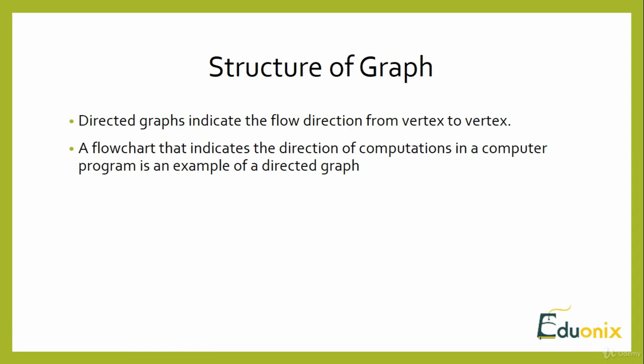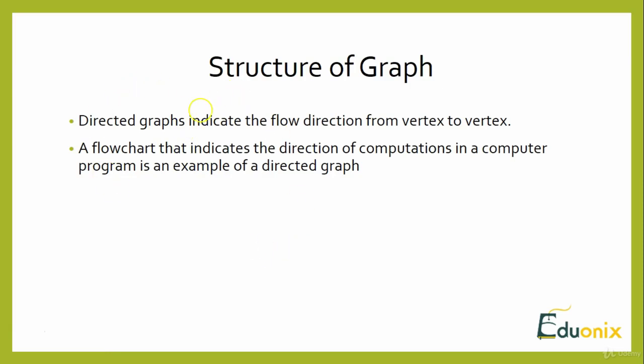Consider the mathematics terminology: there is a concept called scalar and vector. A scalar does not have any direction, it only has a value. A directed graph is like a vector which includes a value, that is the cost, and also a direction, the direction of an edge passing from one vertex to another. So this is the basic understanding. A flow chart that indicates the direction of computations in a computer program is an example of a directed graph.